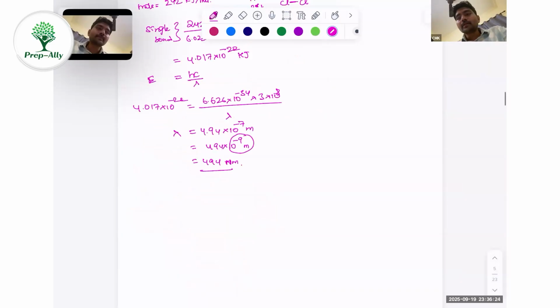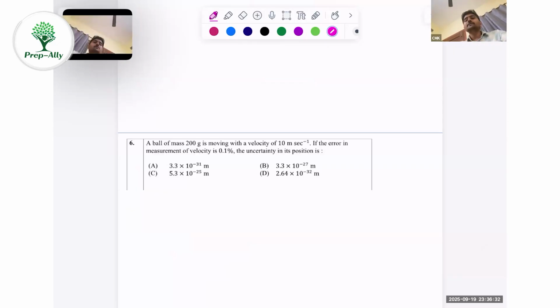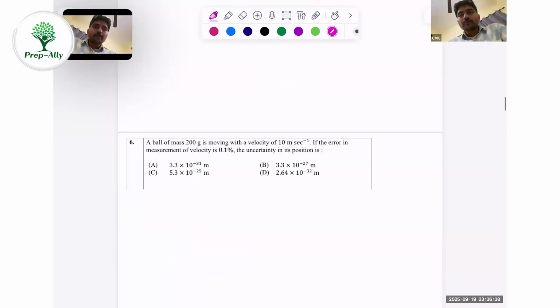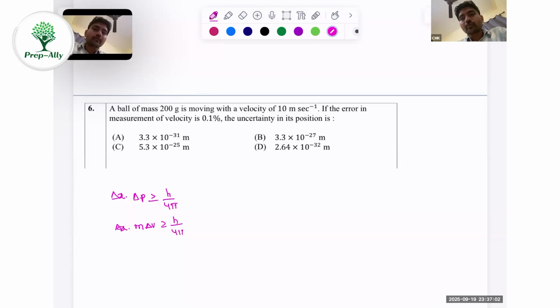The next question. A ball of mass 200 gram is moving with a velocity of 10 meter per second. If the error in measurement of velocity is 0.1%, the uncertainty in its position is. So here the law is the Heisenberg uncertainty principle. Mass, velocity and error in velocity are given. Delta x into delta p is greater than or equal to h by 4 pi, so delta x into m delta v is greater than or equal to h by 4 pi.